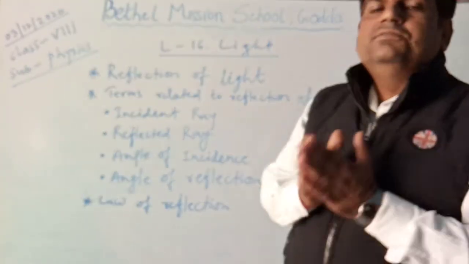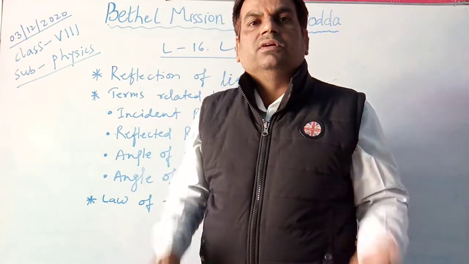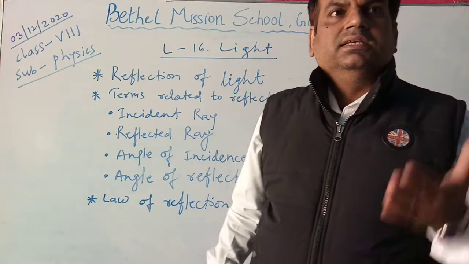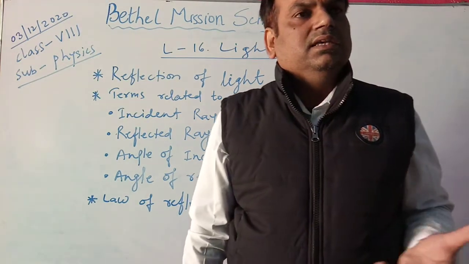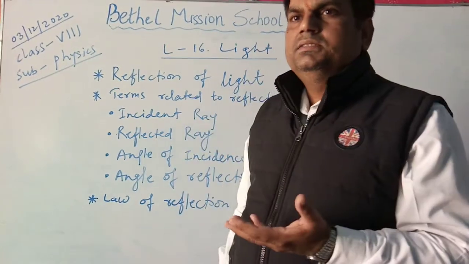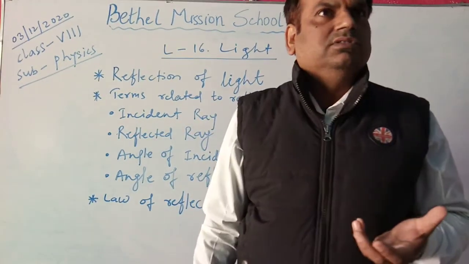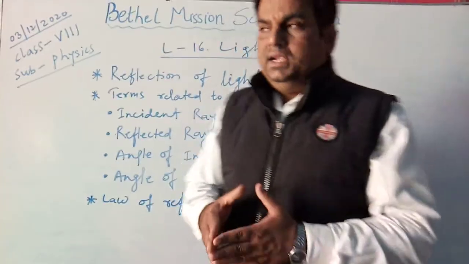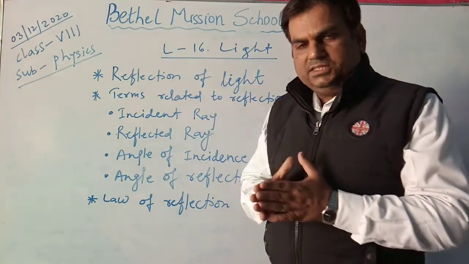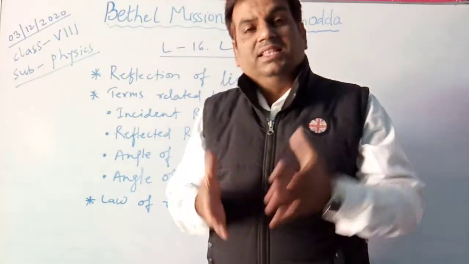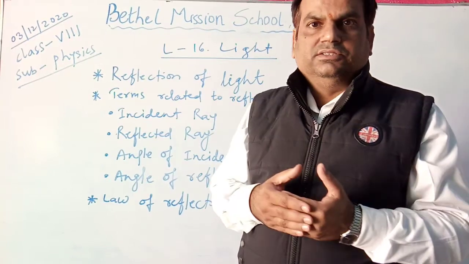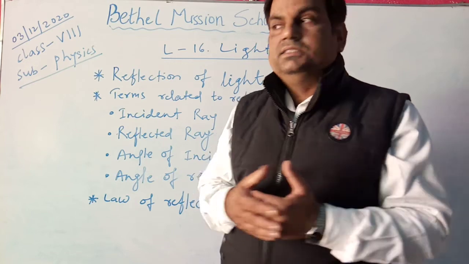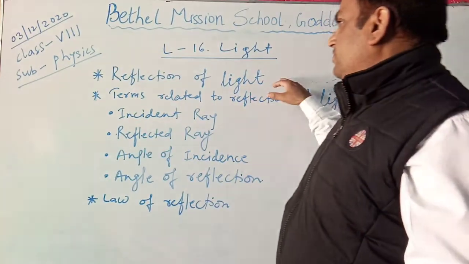So light plays a very important role in our life, and due to this light we can see our surroundings, our parents, our neighbors, roads, school, colleges, everything. And we see the object due to some characteristics of light, and this phenomenon of light is the reflection of light.